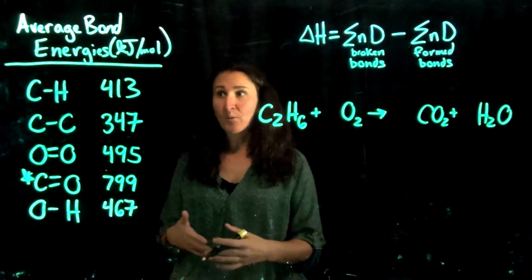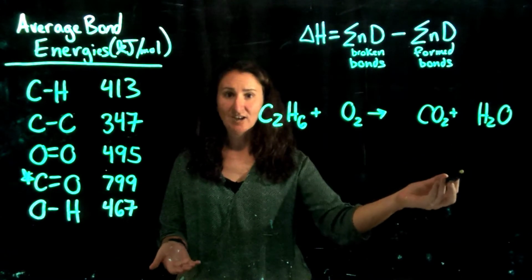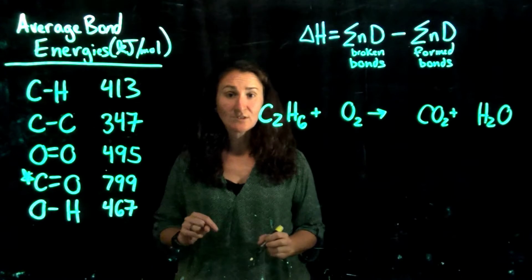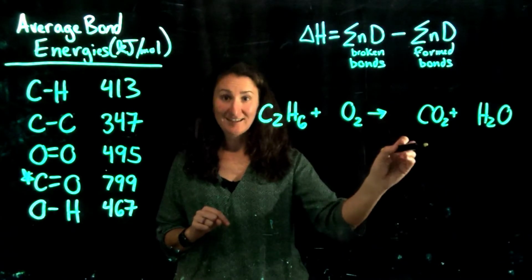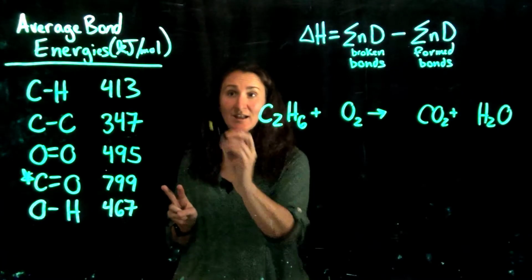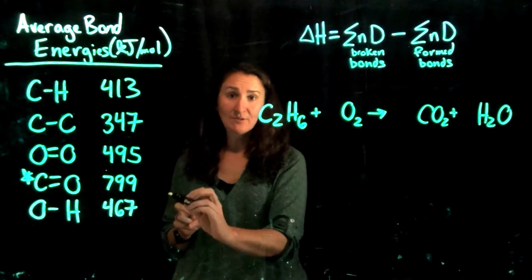And so in this example, we're going to do just that. We're going to calculate the enthalpy of formation for this reaction. Now before we get started, we need to note two things. One, is this balanced? It's not. You need to balance it. Two, do you have a list of these average bond energies? You should have a table somewhere.